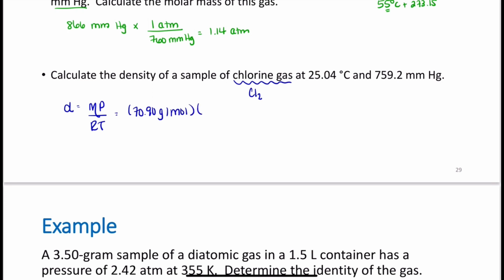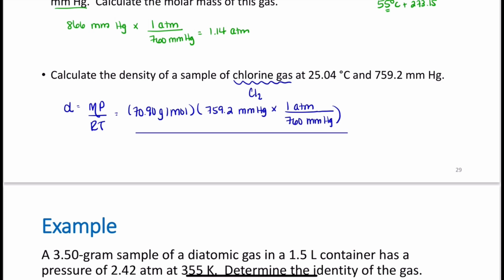Pressure, 759.2 millimeters of mercury. You can do that in the same equation if you would like, or you can do it separately. 759.2 millimeters of mercury, 1 atmosphere, 760 millimeters of mercury. If you don't know how to do it in your calculator properly, please do it separately and then plug it into this equation. I know some of your calculators are not as fun to work with. Divide by RT. R is 0.08206 liter atmosphere per mole K.